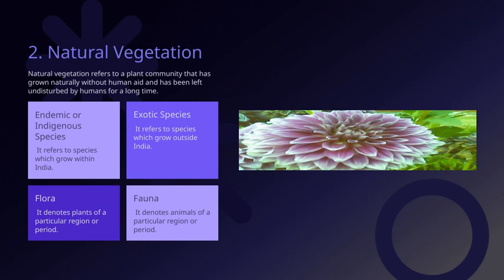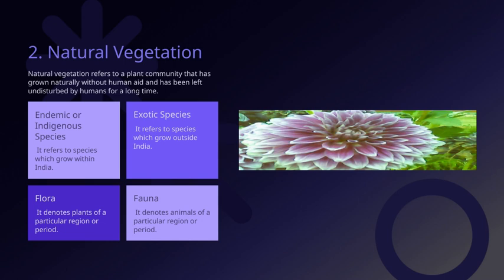Next, let's understand flora and fauna. Flora simply refers to all the plants of a particular region or period. Think of it as the entire plant life that characterizes a specific area. Fauna, meanwhile, refers to all the animals of that same region or period. Both flora and fauna together form the rich biodiversity of a region, which is crucial for maintaining ecological balance.